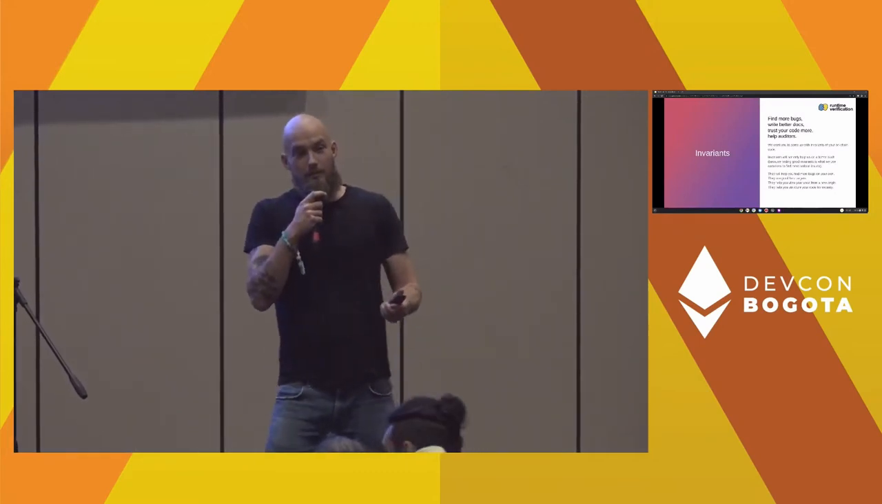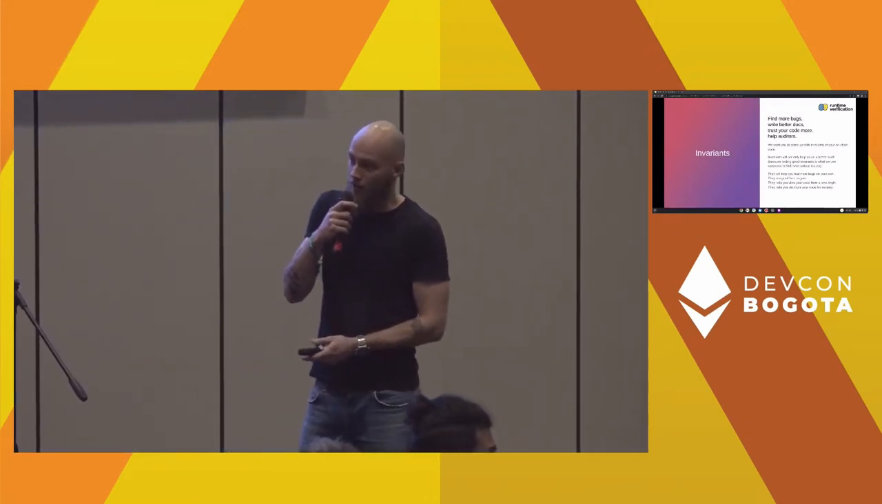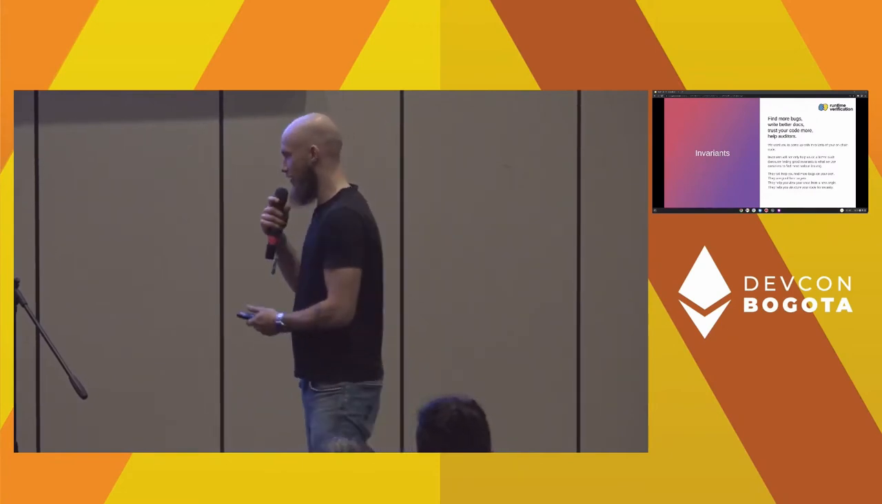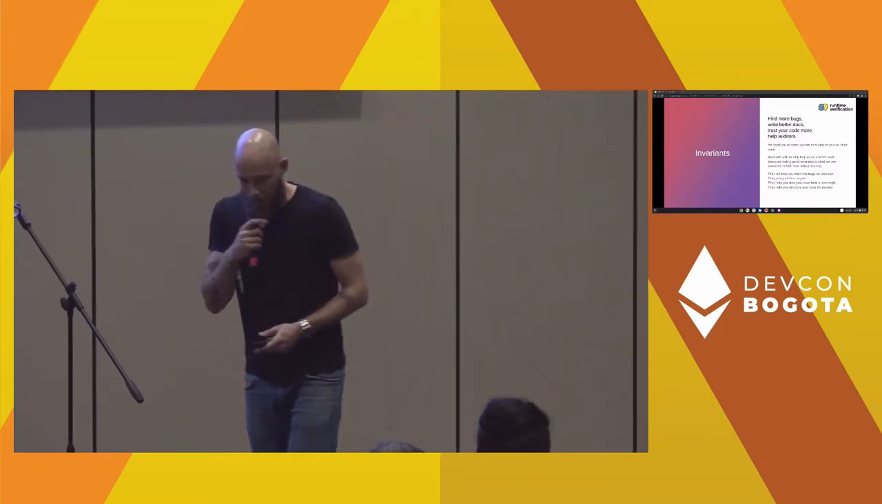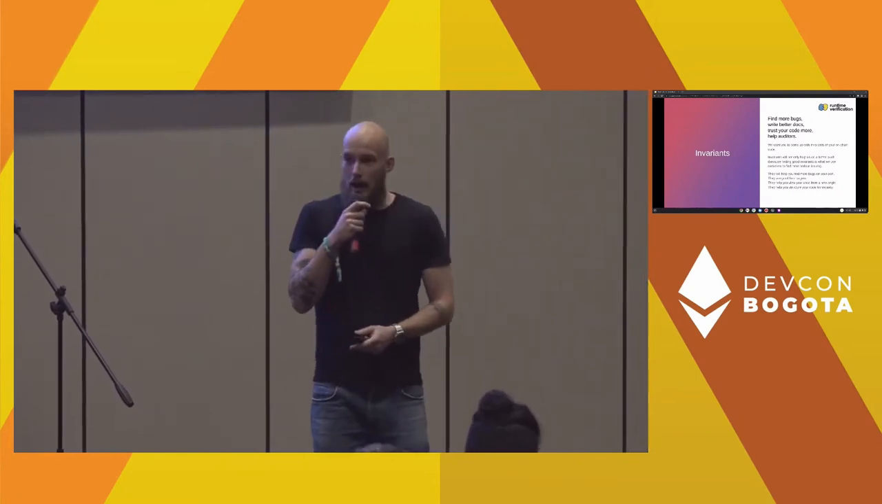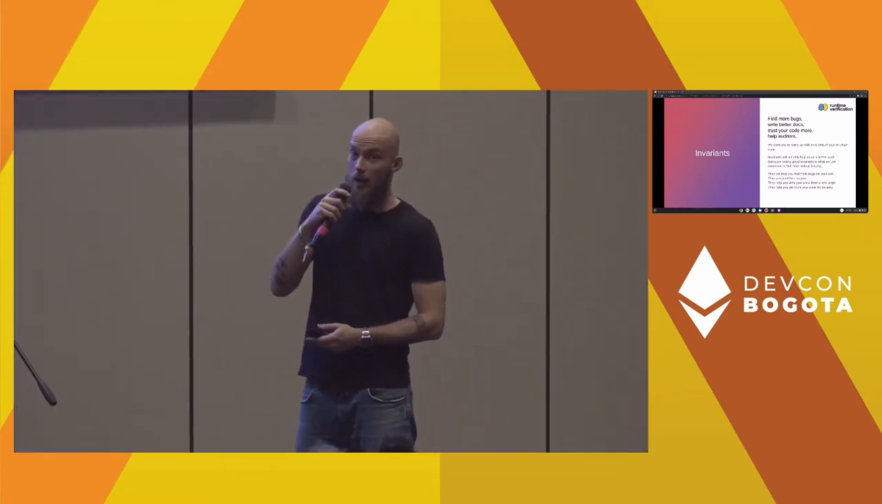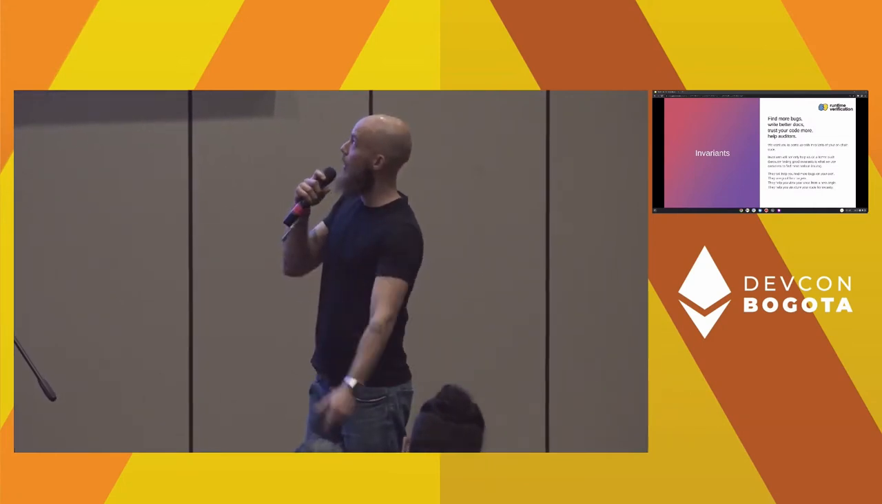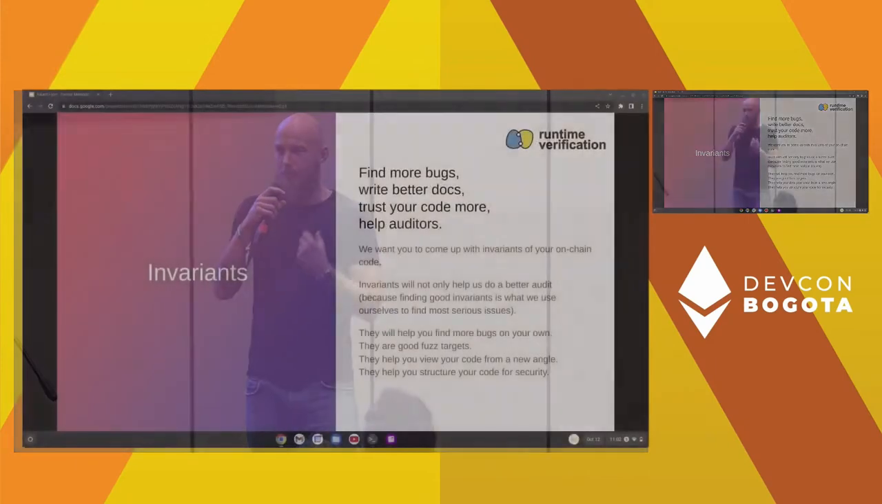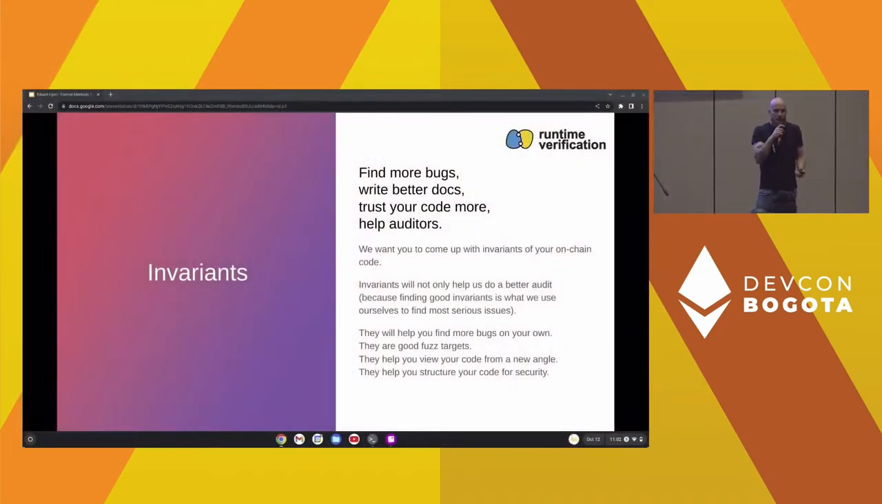Invariants. We like something called invariants. Sometimes you call them properties or property-based tests, or whatever: your favorite equations over state. I usually just use the word invariants for everything. They help you find more bugs, write better docs, and trust your code more. They help auditors because, as auditors, we're going to be looking at invariants and trying to find more invariants of our own, basically.